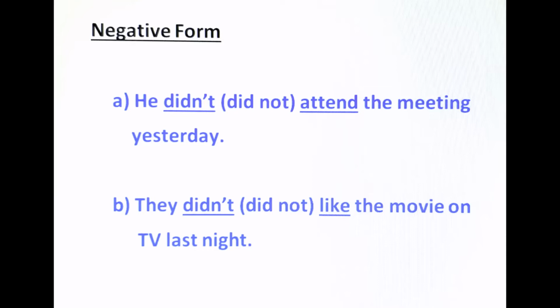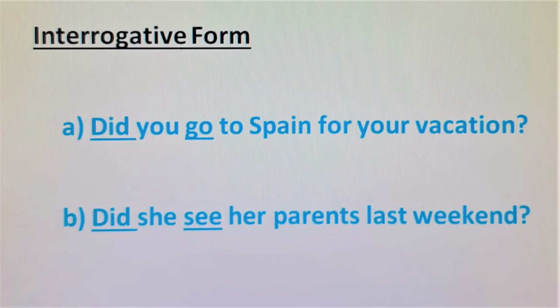Let's look at B. They didn't like the movie on TV last night. Repeat. Very good. Let's go to the next slide. Now we have the interrogative form of the simple past tense. Now, to form the interrogative form, we use did again. So look at example A. Did you go to Spain for your vacation?